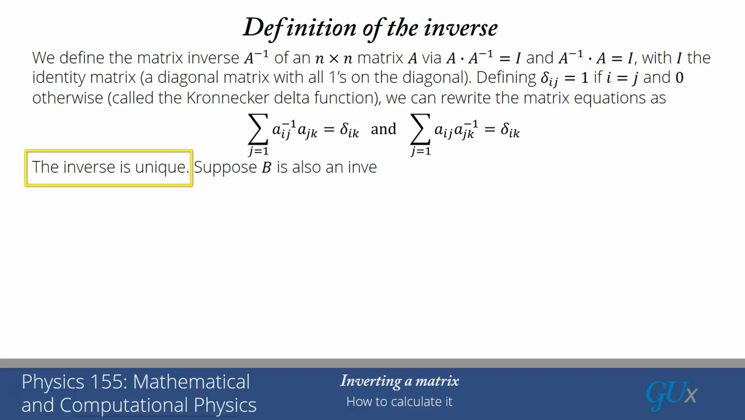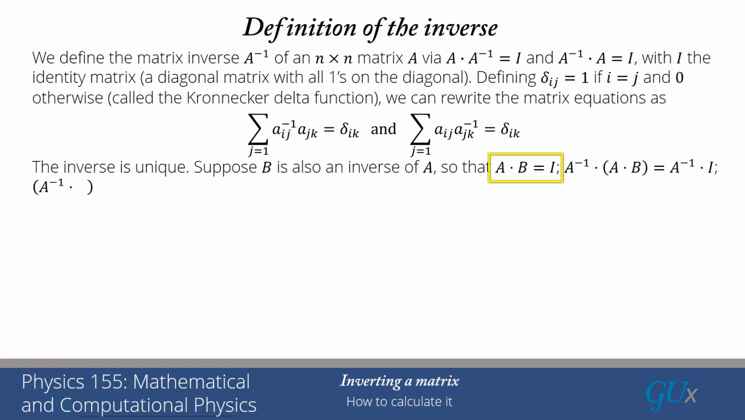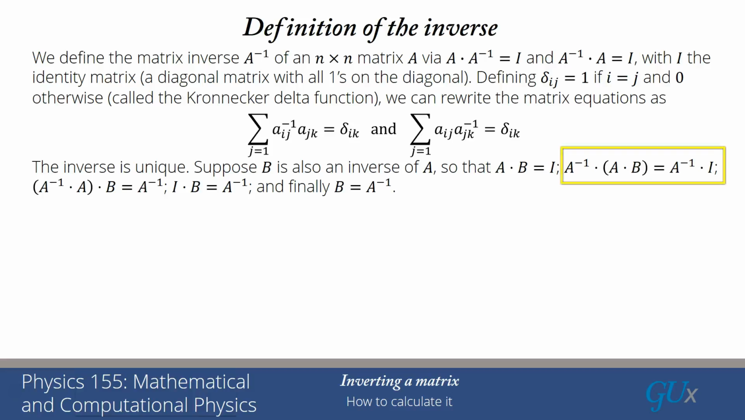So the first thing we want to establish is that the inverse is unique. So suppose B is also an inverse of A, which means A times B is equal to I. And then if I multiply on both sides by A inverse, I get A inverse times A times B will equal A inverse times I. Well, I can use the associative property to regroup and write that as A inverse dot A times B. And that's equal to A inverse, because A inverse times the identity is simply equal to A inverse. Any matrix times the identity is equal to the matrix itself.